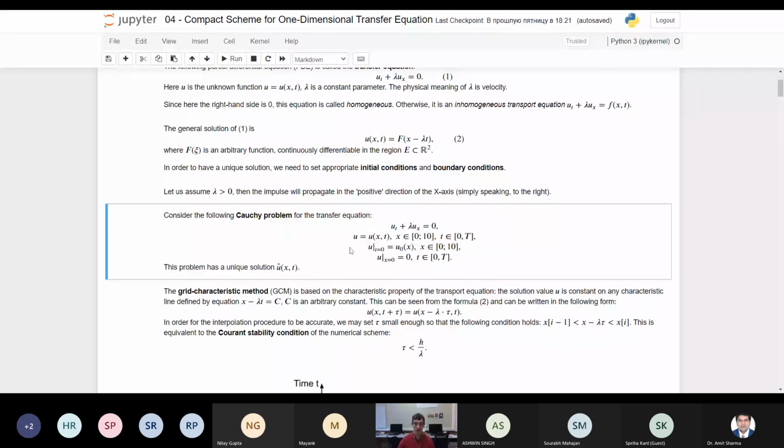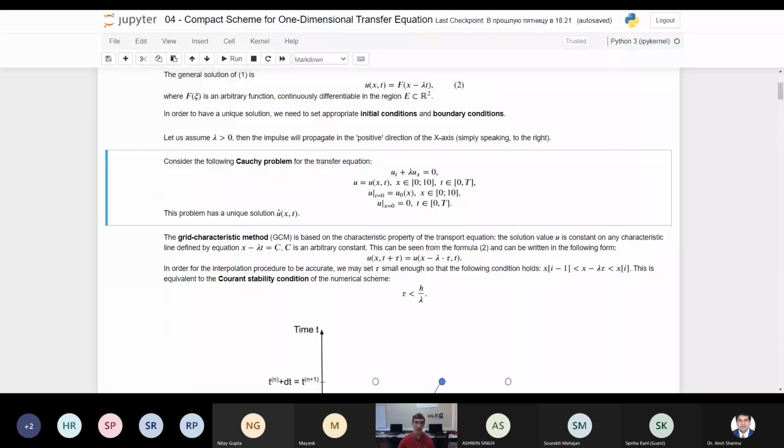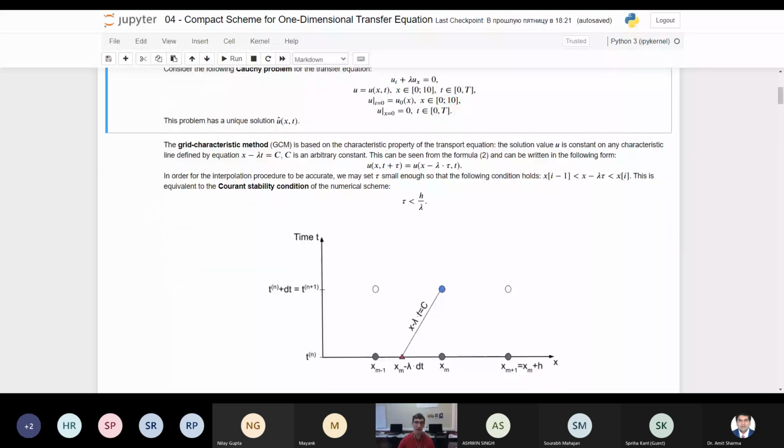We are going to find this solution numerically using the grid characteristic method. This method is based on the characteristic property of the transfer equation, meaning that any line, a straight line given by this equation, where c is an arbitrary constant, has such property that the solution value is constant on this line.